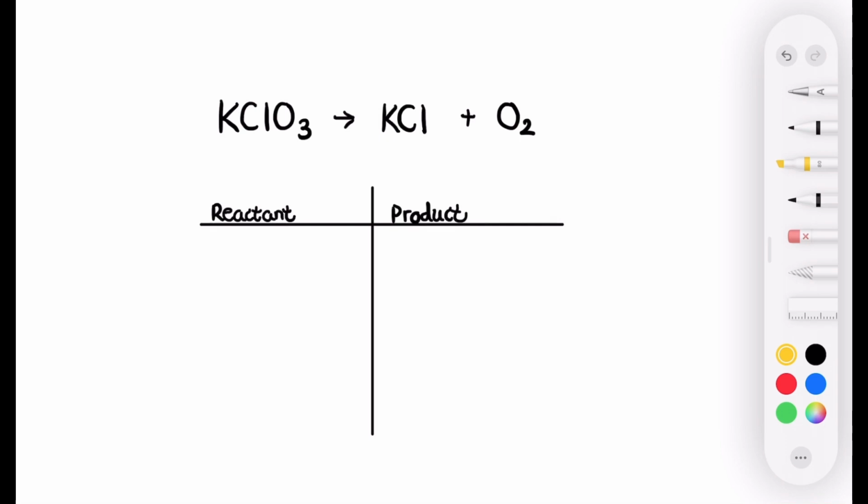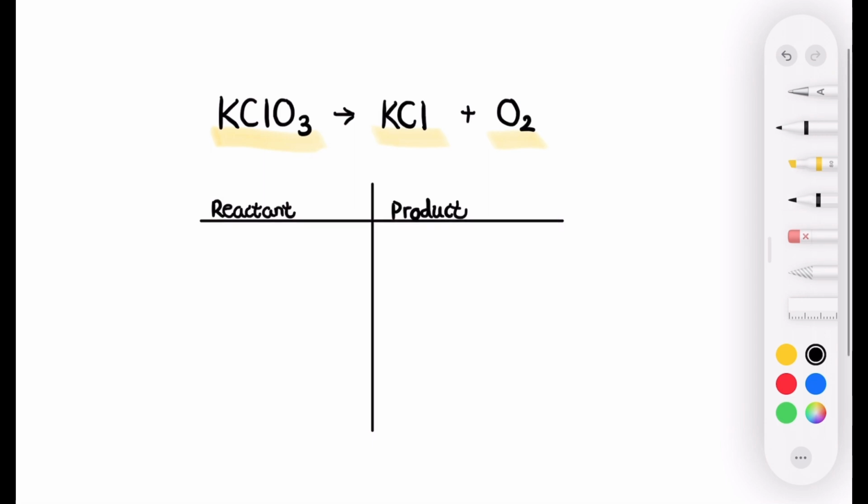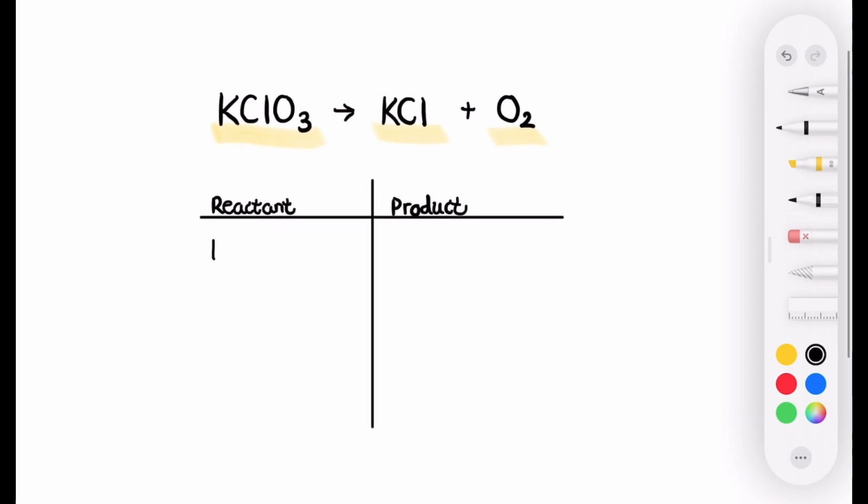Here we have potassium chlorate decomposes into potassium chloride and oxygen gas. Let's start by creating a chart to count the atoms and record all the atoms on each side of the equation. In this reaction, we have 3 elements involved: potassium, chlorine, and oxygen. On the reactant side, there's 1 potassium, 1 chlorine, and 3 oxygen. On the product side, there's 1 potassium, 1 chlorine, and 2 oxygen.